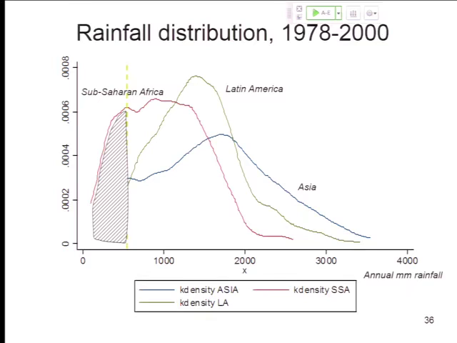Yeah, Michelle. The y-axis here is just the density. So I should have explained that, sorry. These are non-parametric densities. Basically what these are doing is telling us what the distribution of rainfall looks like in a very smooth way. So what this is saying is the higher we are on the y-axis, the more country year observations we have at that point, basically.